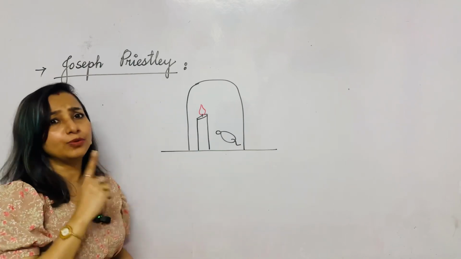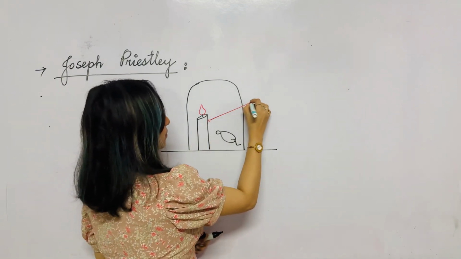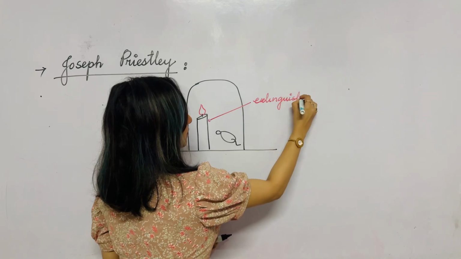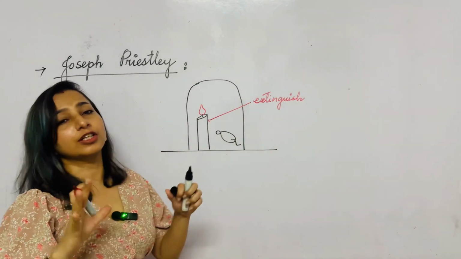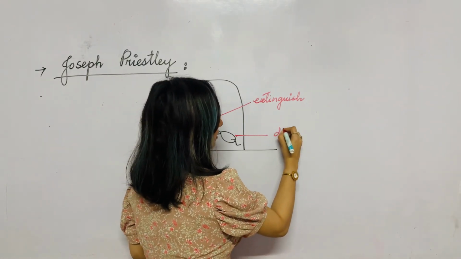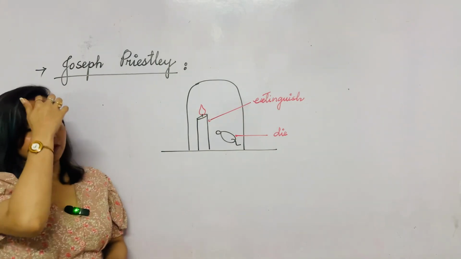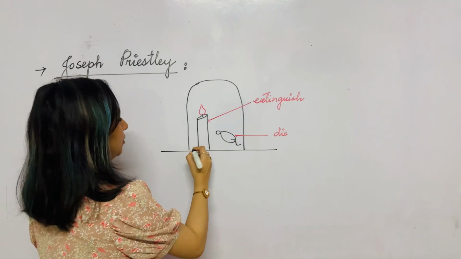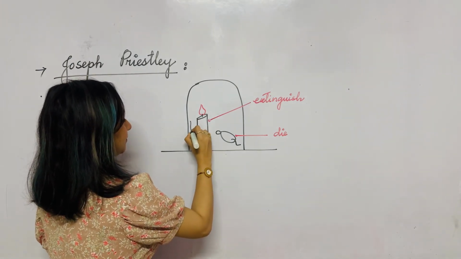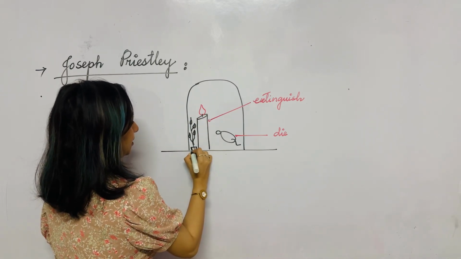Okay. Now what will happen to this burning candle and the mouse? After some time, the candle will extinguish. It will not continue to burn. And what will be the fate of the mouse? It will die after some time. Clear? After that, what did he do? He introduced a mint plant inside the bell jar. He introduced a small plant inside the bell jar. Clear?